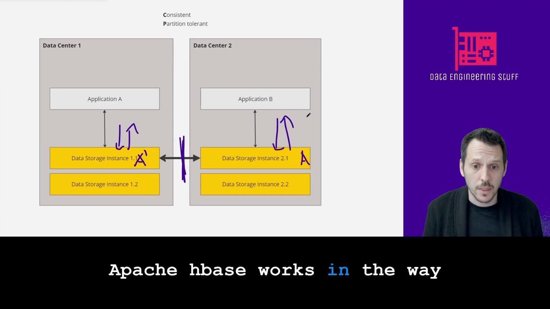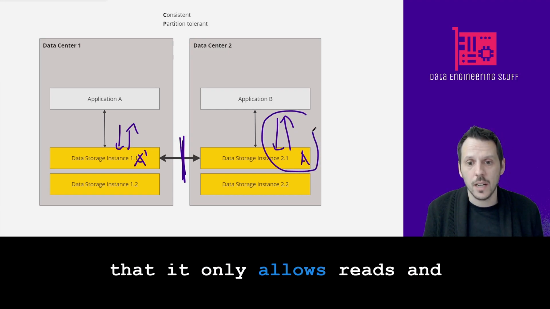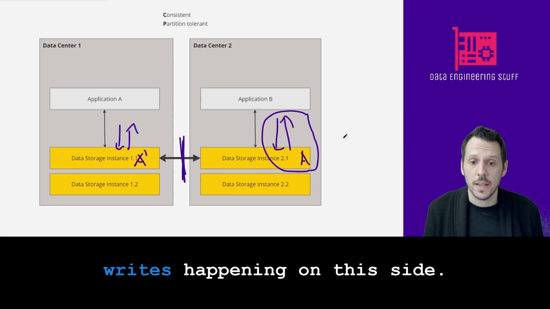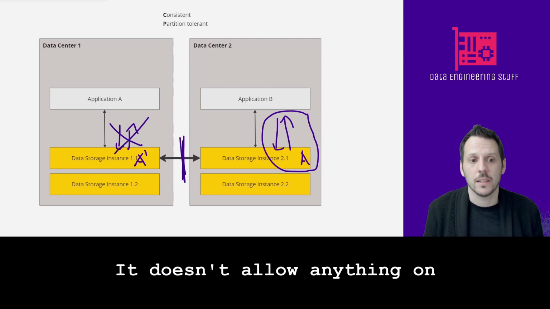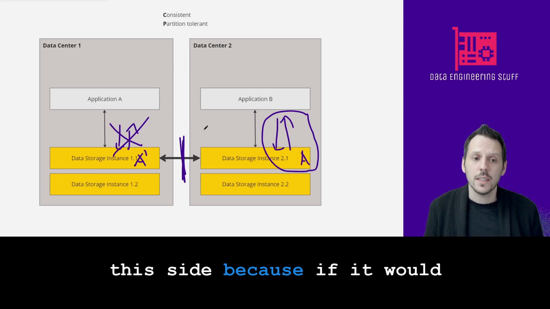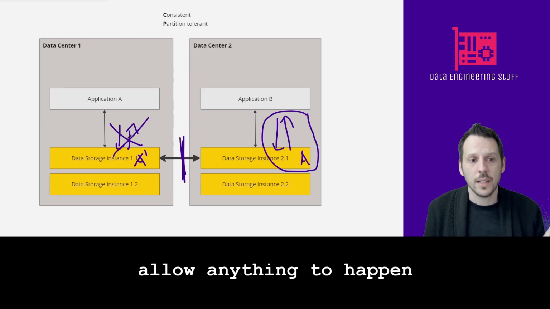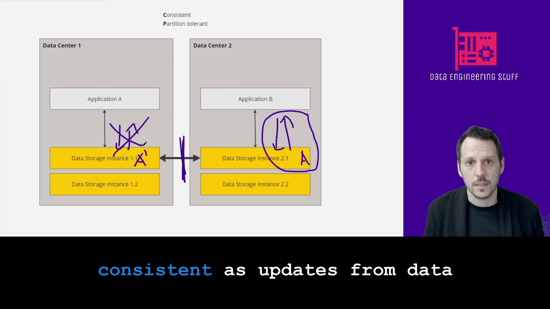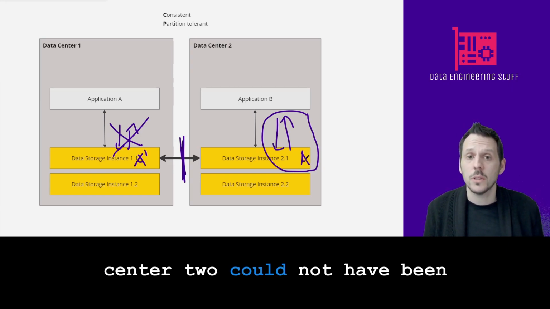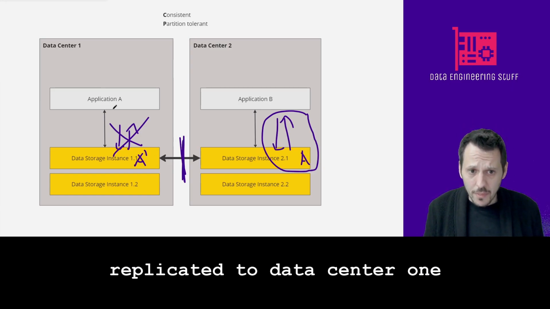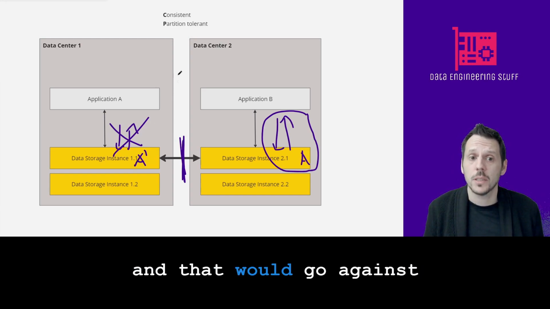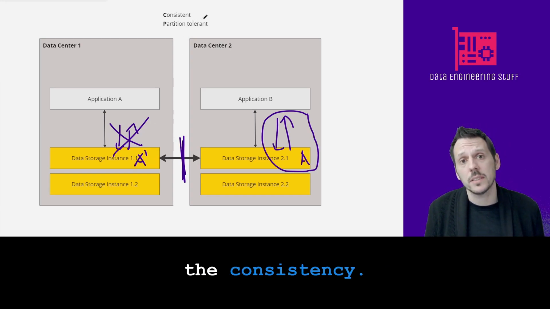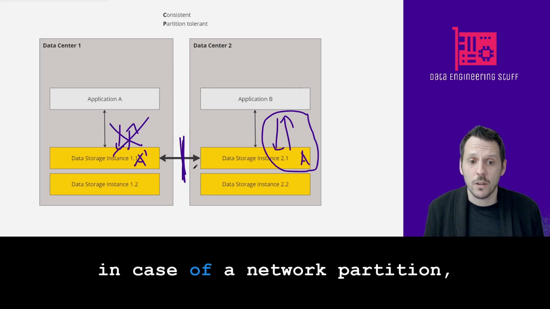Apache HBase works in the way that it only allows reads and writes happening on this side. It doesn't allow anything on this side, because if it would allow anything to happen in data center 1, it wouldn't be strongly consistent, as updates from data center 2 could not have been replicated to data center 1, and that would go against the consistency in case of network partition.